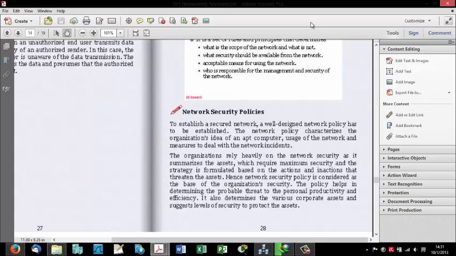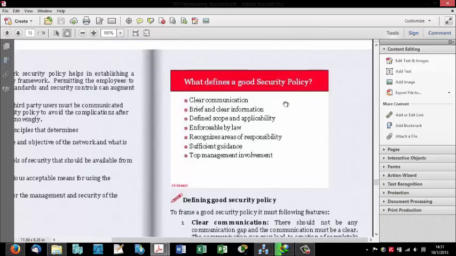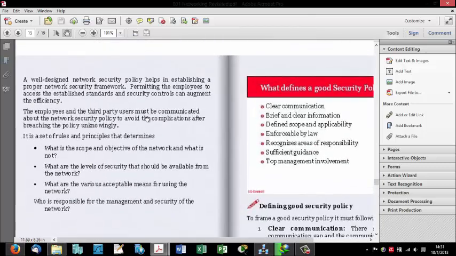So, a well-designed network security policy helps in establishing a proper network security framework, permitting the employees to access the established standards and security controls, which can augment the efficiency. The employees and the third-party users must be communicated about the network security policy to avoid complications after breaching the policy unknowingly. The employee should know what these policies are.